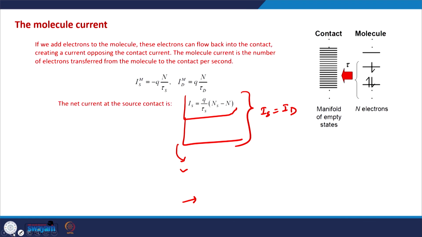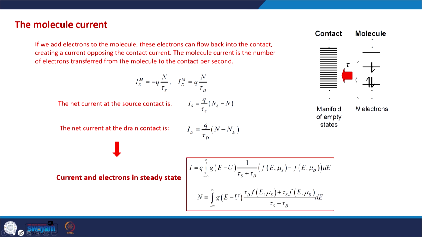So with this, we have the expressions for the steady state electronic number and the steady state current in the device. So this gives the IV characteristics of the quantum dot device or any nanostructure in a way.